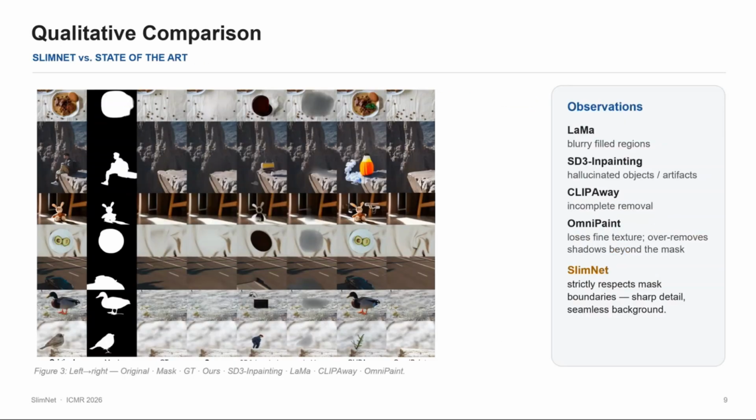The numbers are matched by the visuals from left to right: original, mask, GT, ours, then the 4 baselines. LaMa tends to produce blurry filled regions, SD3 inpainting generates detail but can hallucinate objects or artifacts. CLIPAway often fails to fully remove the target. And OmniPaint, while powerful, loses fine texture and notably can be over-aggressive, removing shadows outside the user's mask, as in the fifth row. In contrast, SlimNet strictly respects the mask boundary, producing sharp detail and seamless background integration closest to the ground truth.